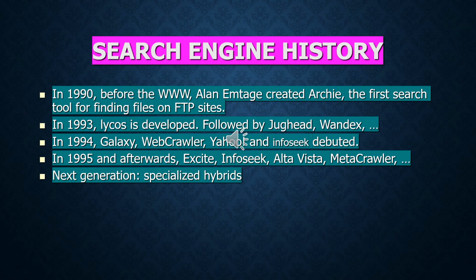Let's talk about the history of search engines. In 1990, Archie was the first tool created by Alan Emtage for indexing and is considered the first basic search engine. In 1993, Lycos was developed, followed by Jughead and Wandex. In 1994, Galaxy, WebCrawler, Yahoo, and InfoSeek were developed. In 1995 and afterwards, Excite, AltaVista, and MetaCrawler were also developed, followed by the next generation, which includes HotBot, Dogpile, Google, and so on. So we have seen several different search engines from 1990 to 1995 and later years, but Google has dominated all these search engines.